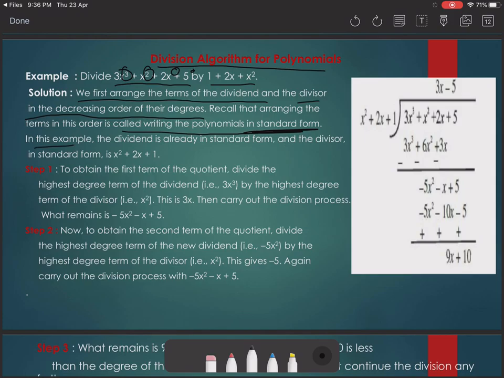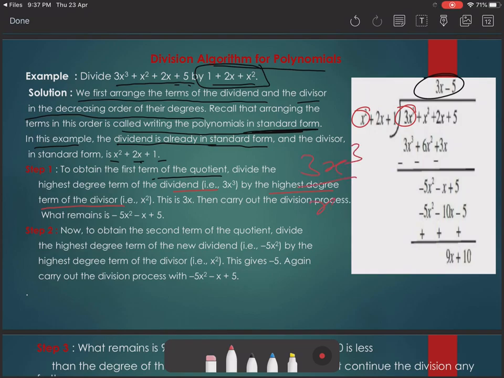And in this example, the dividend is already in standard form, 3x cube plus x square plus 2x plus 5, but the divisor is not in the form, therefore we write it in the form highest power x square, then 2x plus 1. How do we divide first? To obtain the first term of the quotient, divide the highest degree term of the dividend, that means 3x cube, by the highest degree term of the divisor, that means x square.